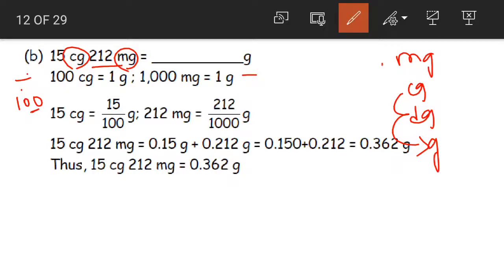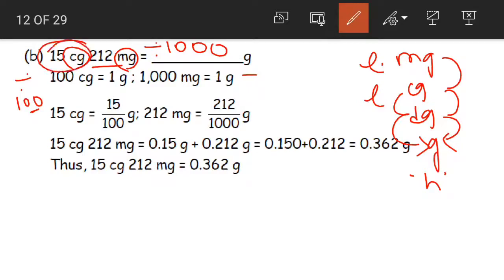Next, we have 212 milligrams. Now from milligrams to grams, 1, 2, 3. We need 3 jumps. So we need to divide our milligrams by 1000. Isn't this, children? Depending on the number of jumps we will divide. Again, why are we dividing? Because we are converting the lower units of measurement into a higher unit of measurement.